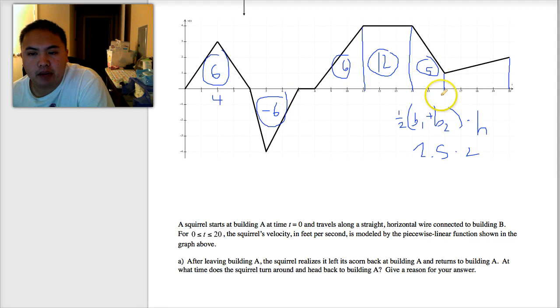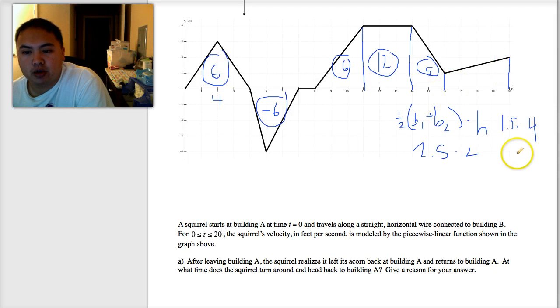Same thing here, except my height now is 4. I have a base of 1. I have a base of 2. So if I add them, I get 3. The average of 3, or half of 3, is 1.5. Okay, so I have one base of 1, I have one base of 2. If I add them up, I get 3, and half of 3 is 1.5. And then 1.5 times 4 is 6.